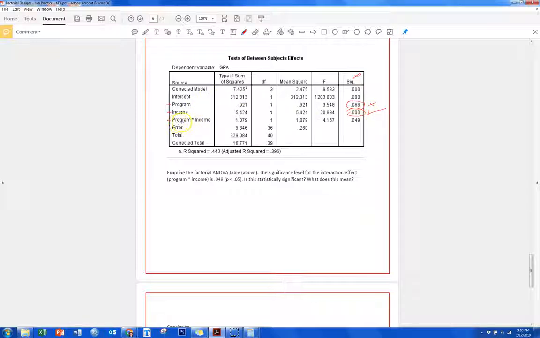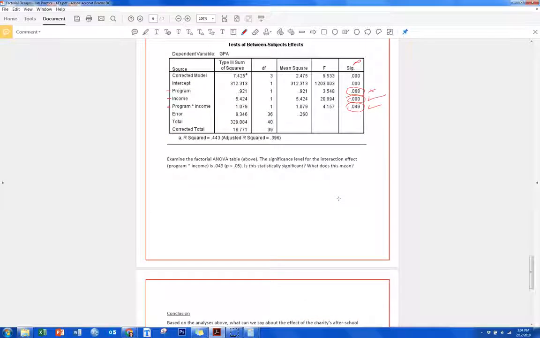What about the interaction effect? Program times income, 0.049. Well, 0.049 is less than 0.05, just barely. So we do have a statistically significant interaction effect. So although overall there was not an effect for the program, we can see that there was an effect when you take into consideration the income level of the child. So examine the table. The significance level for the effect is 0.049. Is it statistically significant? What does this mean? Okay, so let's say something about that.